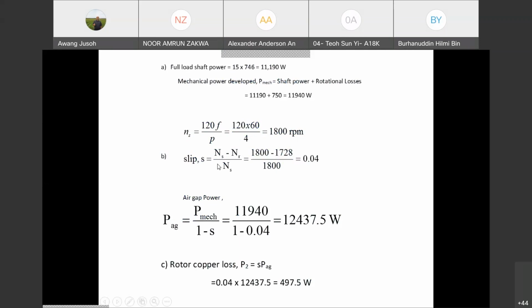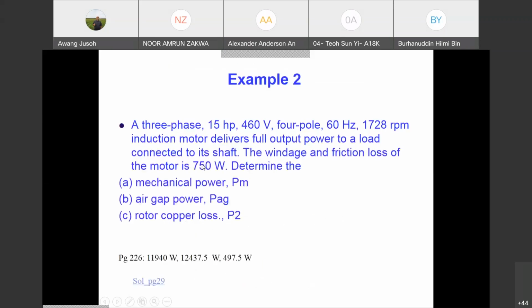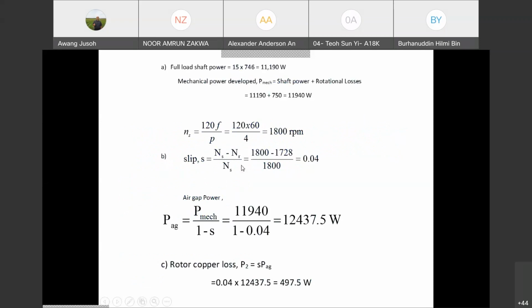And then you can find the slip, the operating slip, or you call it the full load slip or rated slip. Same thing, because the speed is at rated condition. This is full power, which means the rated condition. The 1,728 is the rated speed of the machine. So you can find the slip because you know the rated speed already. This is the rated slip. So 1,800 minus 1,728 divided by 1,800 is 0.04, or 4%, the rated slip.